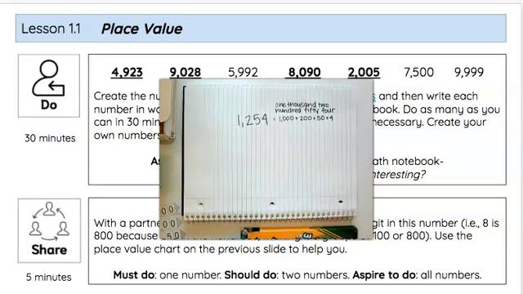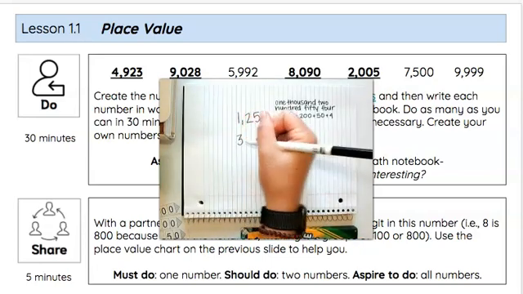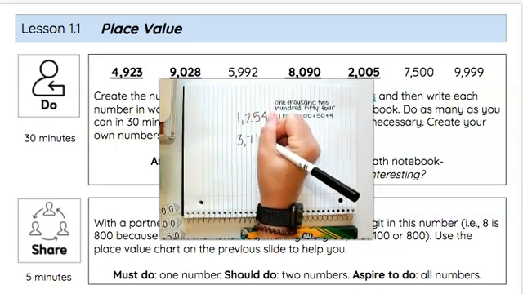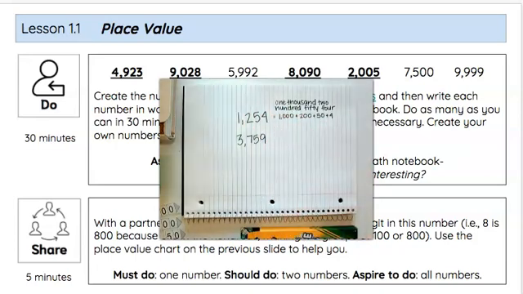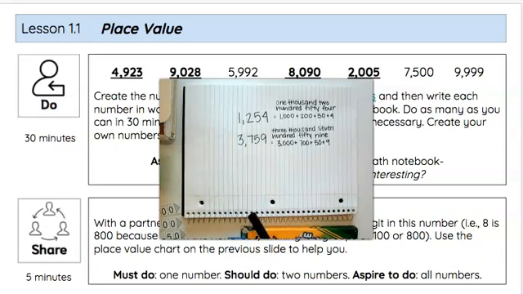Can you try this next number on your own? Be sure to name this number and put it into expanded notation, just like what we did above. If you named this number 3,759, you are correct. Be sure to also use the place value to include this number as expanded notation as well, which would be 3,000 plus 700 plus 50 plus 9.